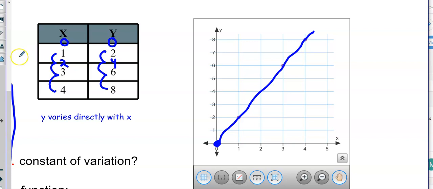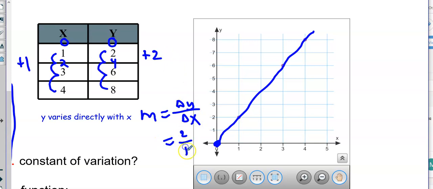What's x changing by? We're increasing by 1 every time. What's y increasing by? We're increasing by 2 every time. And so you think about slope. Slope is rise over run, or change in the y value divided by the change in the x value. If y is changing by 2 and x is changing by 1, the slope is 2. And you can see the slope is 2 on that line, right? You go up 2 over 1, up 2 over 1. So the constant of variation in this case is 2.